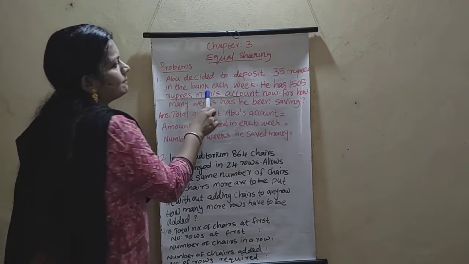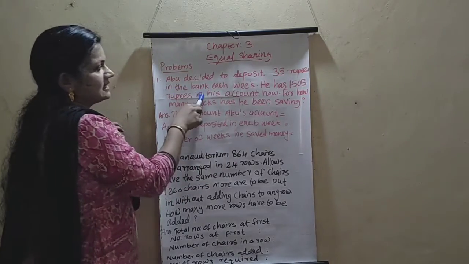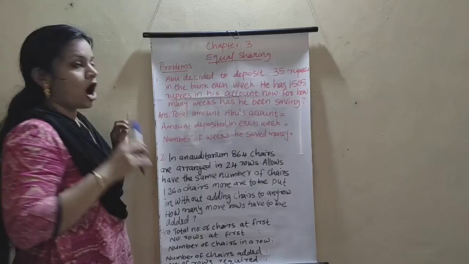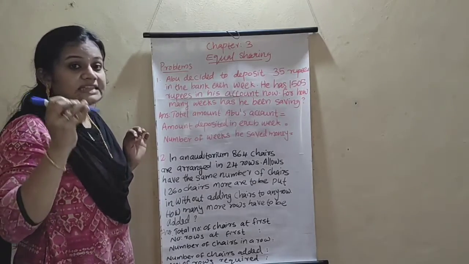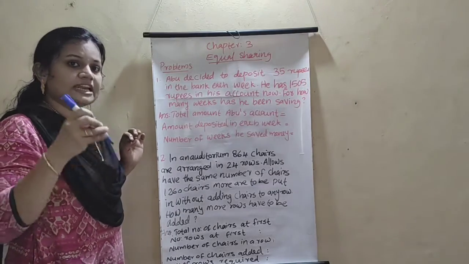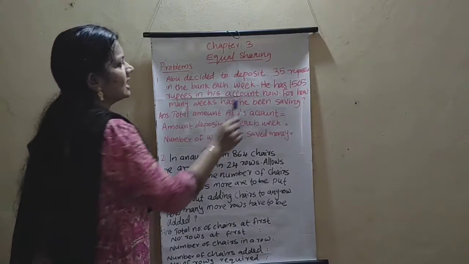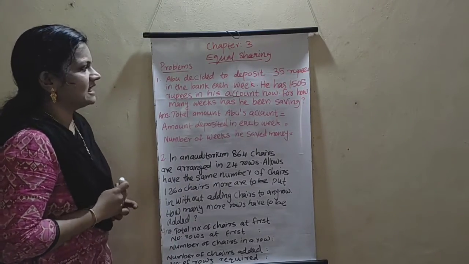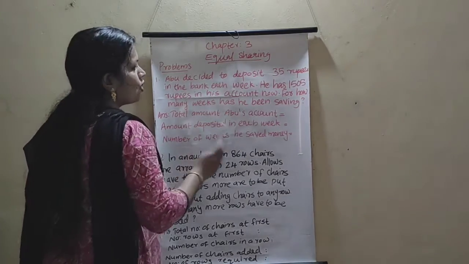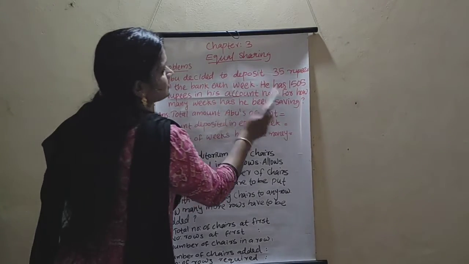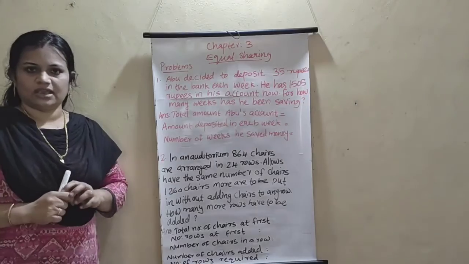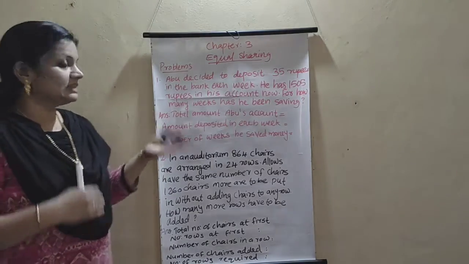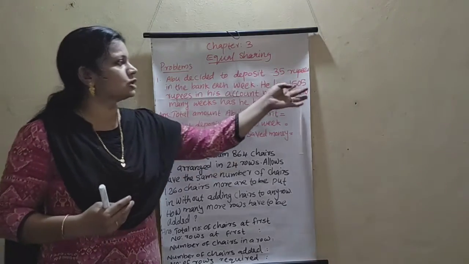Apu decided to deposit 35 rupees in the bank each week. How many rupees each week? 35 rupees deposited in each week. He has 1505 rupees in his account now. For how many weeks has he been saving? How to find out? What is the total amount in Apu's account?